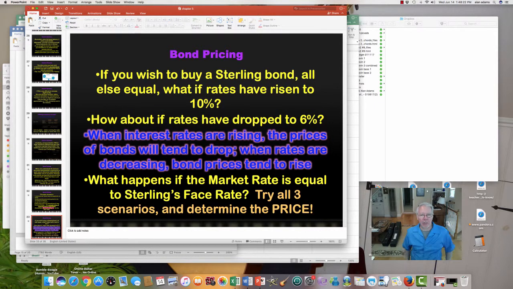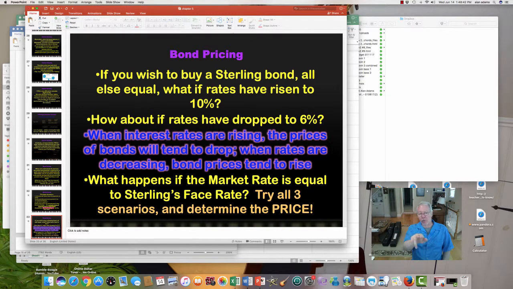Sometimes rates will go up, sometimes down. So price out your Sterling bond. If rates go up to 10%, price it; if it goes to 6%, price it. Remember, you're not going to use 8% unless that happens to be the required rate of return by sheer coincidence. Never use the face rate otherwise.